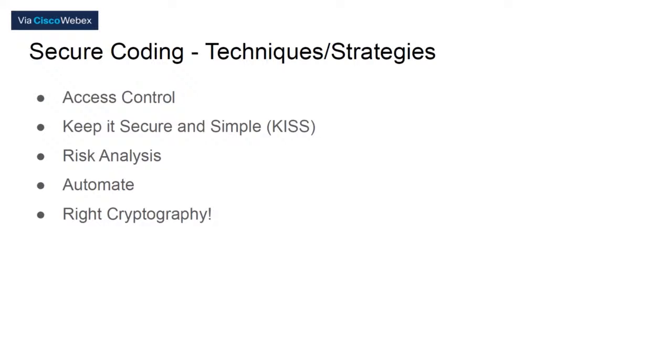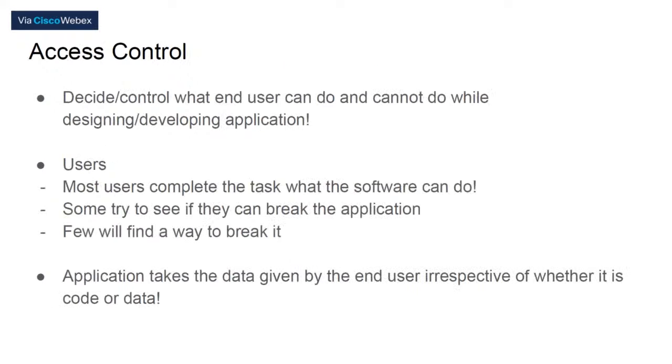Now coming to the other aspect, what exists in secure coding? The things that exist are access control, keeping it secure and simple, some of the principles which we can follow, risk analysis, automate, and the right cryptography. Access control, which you may be familiar with, in the sense of what you have access to or what you should not have access to, is what gives the access control. Keeping it secure and simple is another aspect that needs to be understood, which we will see.